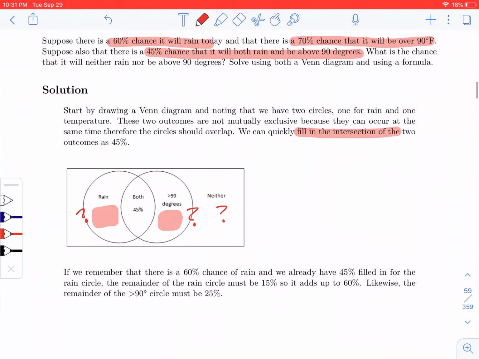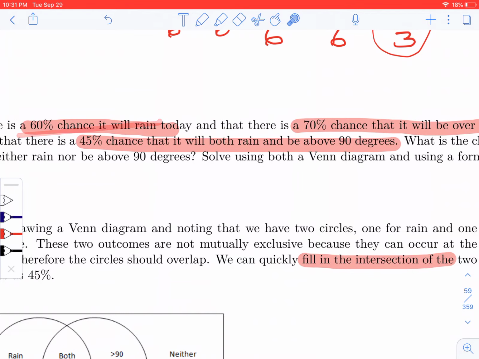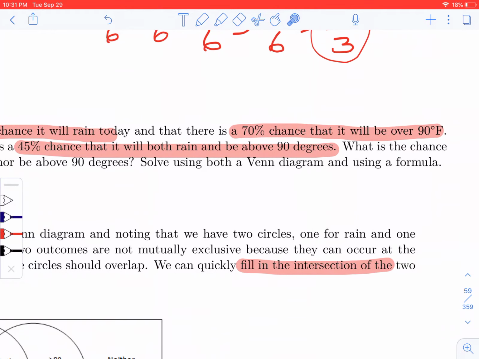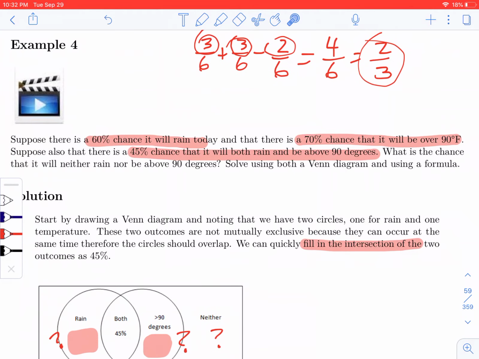Example 4. A little bit more complex. We're going to deal with rain and temperature. So let's say we have a 60% chance of rain today. Yeah? And we have a 70% chance of being over 90 degrees. So clearly this is like summertime. We have a 45% chance that it will be both rainy and over 90 degrees. They're going to ask us, what is the chance that it will be neither rain nor above 90? Wow, lots of complex words there.